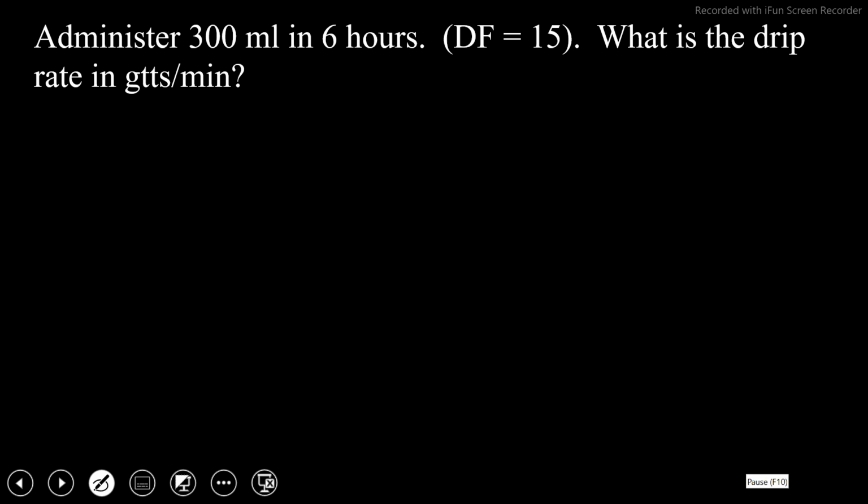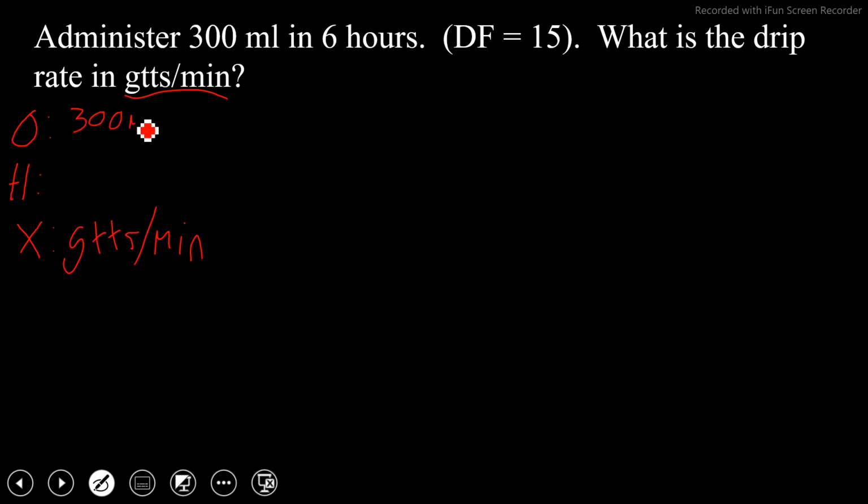Next problem, administer 300 mL in 6 hours. The drop factor equals 15. What is the drip rate in drops per minute? So now we're going to be solving for drops per minute. What we have ordered is 300 mL in 6 hours. And then what we have is the drop factor, so 15 drops per mL.